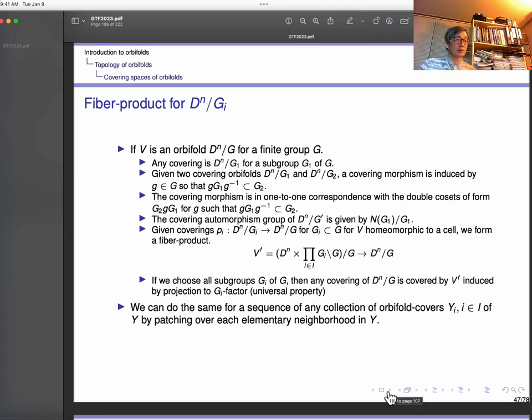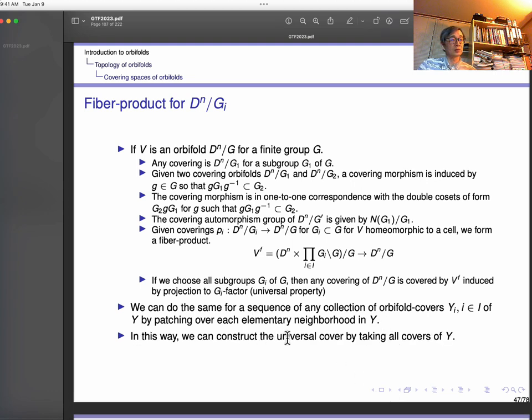So we can do the same for any collection of orbifold covers of Y by patching over each elementary neighborhood. For each elementary neighborhood, we do this construction, and then we patch them together. Because these constructions are canonical, you can patch them together. In this way, we can construct the universal cover by taking all the covers of Y.